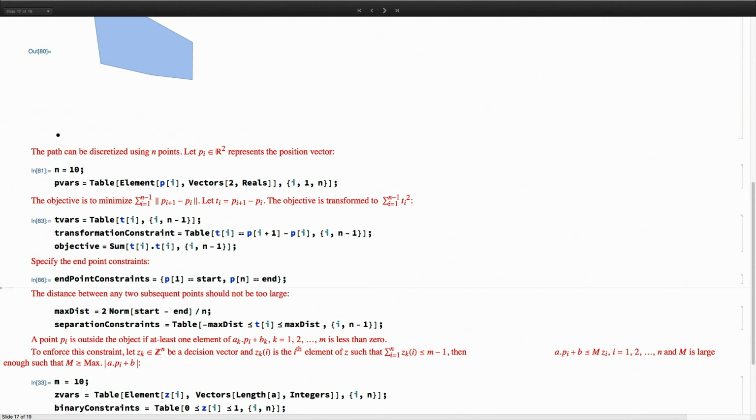Otherwise, they might get grouped together. You might not get a good result. So you want to separate those points out and evenly space them through the path. All right. So here's the actual trick.